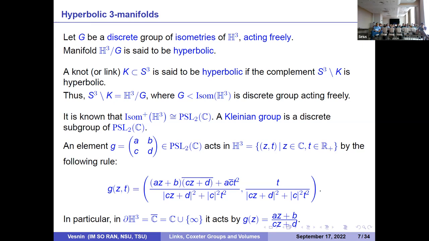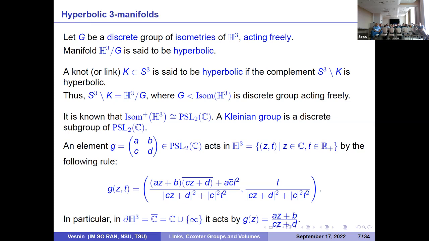From a general point of view, we have a knot complement, and on the other hand, we have this object as a quotient space by the action of some discrete group of isometries. And it is known what this group of isometries looks like. The group of orientation-preserving isometries, isometry plus, is isomorphic to PSL(2,C), and the action is very natural. We have the action of PSL(2,C) on the extended complex plane by fractional linear transformations.